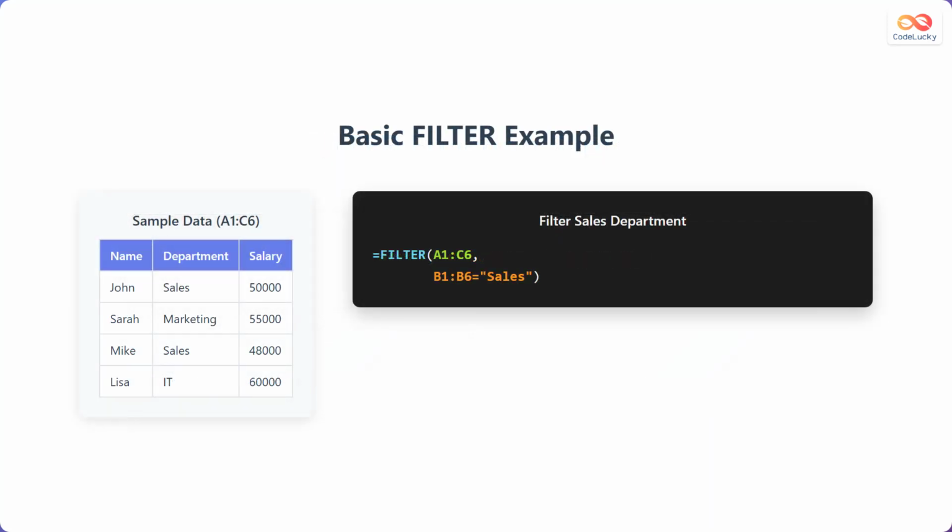Here's a basic example to illustrate how the filter function works. Looking at the sample data from A1 to C6, we have names, departments, and salaries. If you want to filter for the sales department, you can use the formula =FILTER(A1:C6, B1:B6="Sales"). This formula will return all rows where the department is sales.